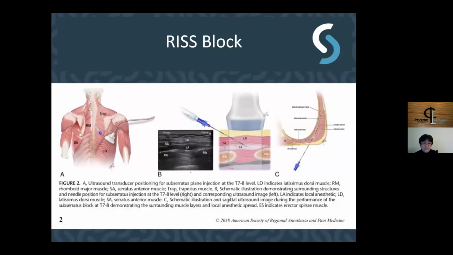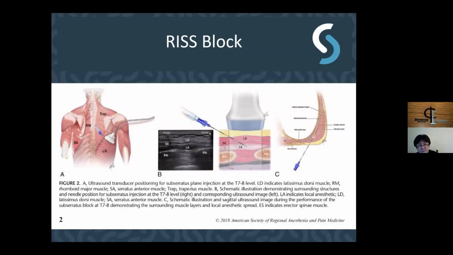Okay, so once we're looking at your subserratus block, now this block hasn't been studied that well. It is easy to do. It's exactly the same as you would with a subserratus block. It's in exactly the same plane. You just do it more posteriorly. So theoretically, the effects would be exactly the same as with your serratus anterior plane block.